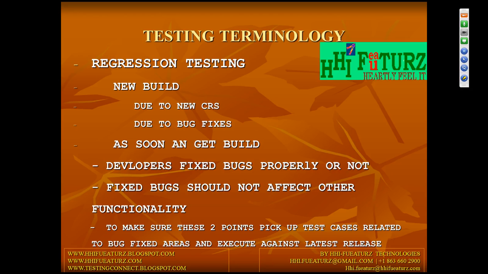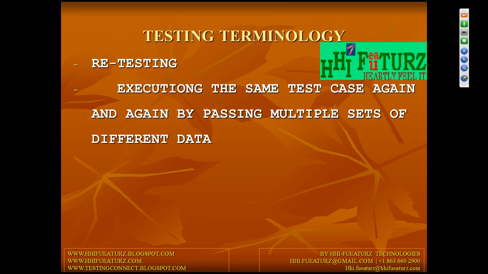The idea is very simple. You are getting a new build. Why? Either for bug fixes or enhancements. So as soon as you get the build, whatever code changes the developers come up with should work properly, and another thing is they should not impact other functionality. To make sure these two, you pick up test cases related to bug fixed areas and execute against the latest release. So that is nothing but regression testing.